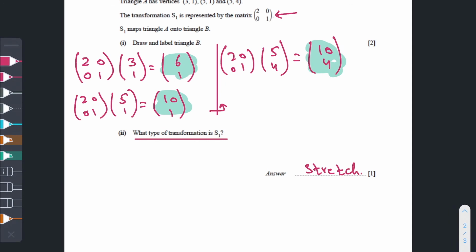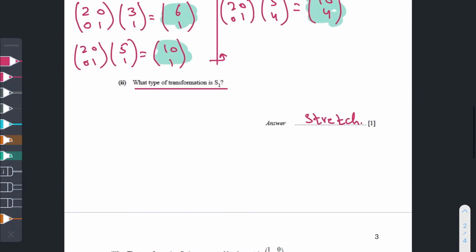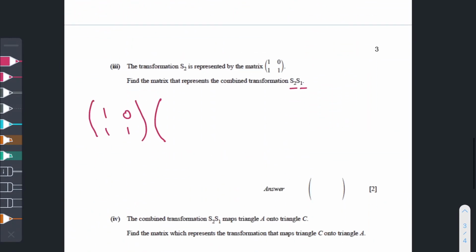Okay, the next part of the question says, the transformation S2 is represented by the matrix 1, 0, 1, 1. Find the matrix that represents the combined transformation S2 and S1. So if S2 is 1, 0, 1, 1 and S1 was, what was S1? 2, 0, 0, 1. You need to multiply them in order to find the value of the new transformation matrix.